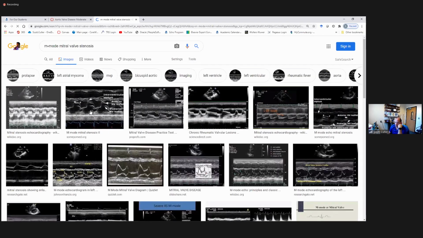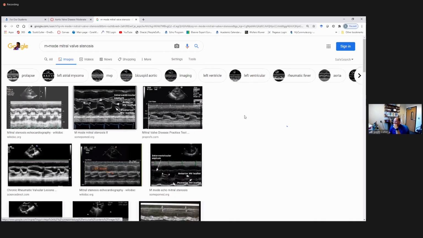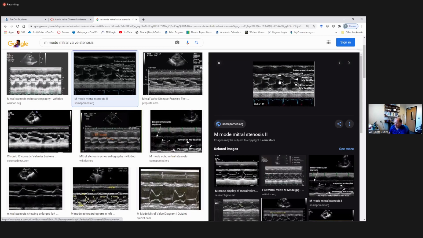Okay, so you can see here, let me bring this one up because you can see it a little bit more clearly. This opening between the leaflets tells us how wide that opening is. So that's one way to measure the stenosis, the degree of stenosis.